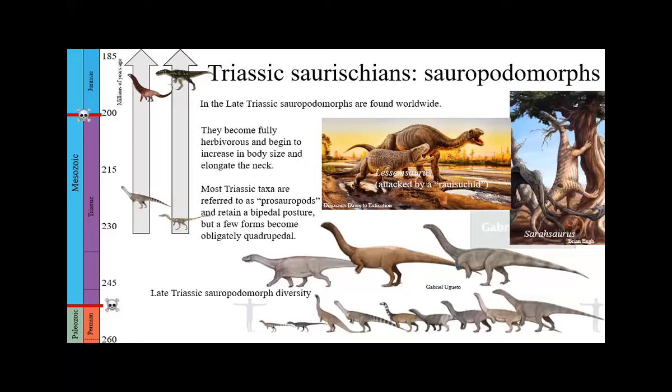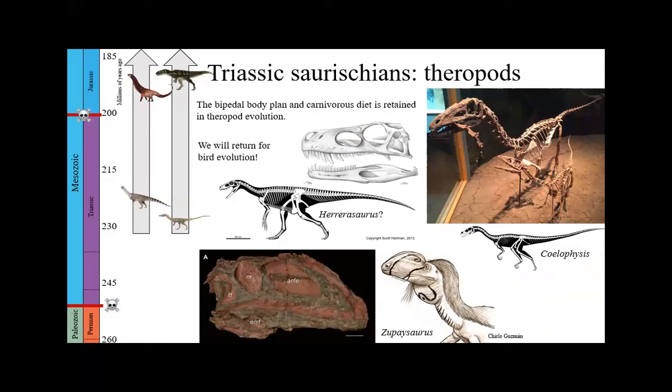The other lineage of Saurischians are the meat-eating dinosaurs, the theropod dinosaurs. And so here's what they look like in the Triassic. I'll let you take a minute to talk to your neighbors quick about these.